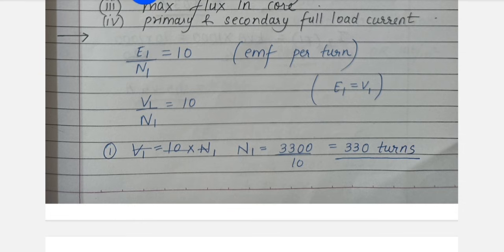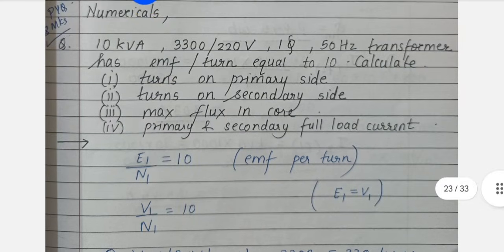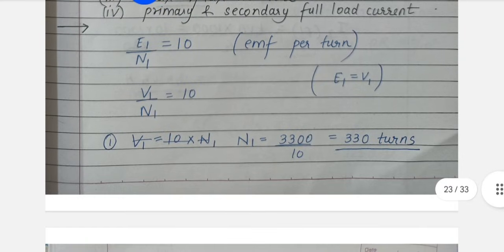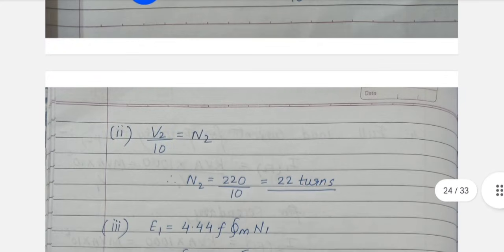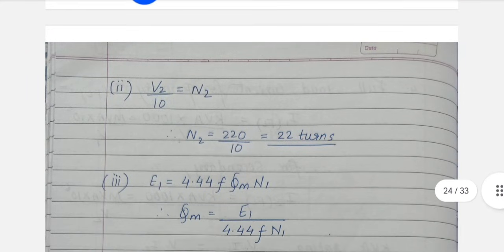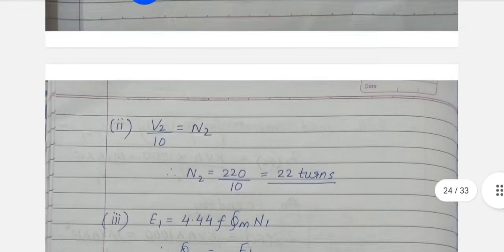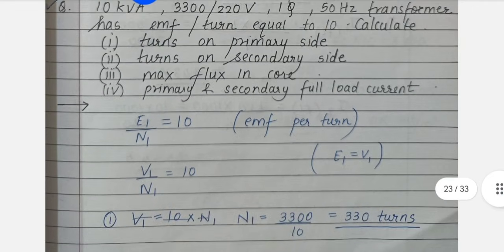So we will get N1 primary turns, that is 330 turns. So turns on the primary side, that is the first question, we will get 330 turns. Then they have asked turns on the secondary side. Same thing, V2 by 10 equal to N2, 22 turns. And then they have asked for maximum flux in the core.